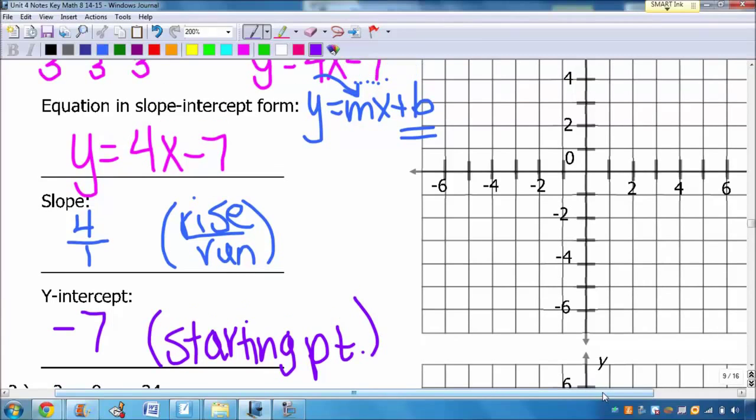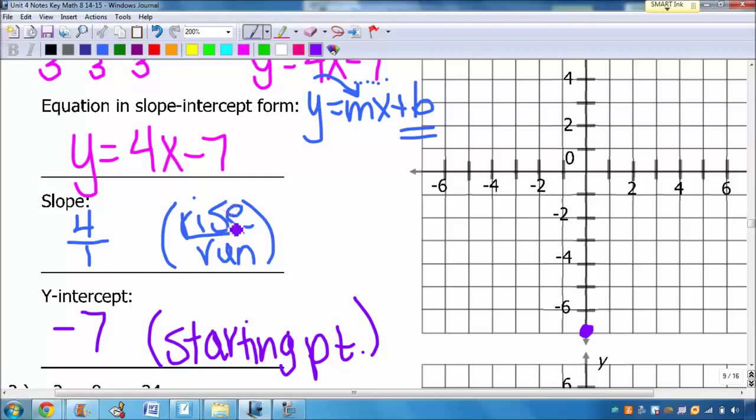So literally, once I've done that, it's so much faster to graph out our lines because all I have to do is figure out where I start and how much I go up and over by. So right here, my starting amount is negative 7 on the y-axis. So I go to negative 7 on the y-axis and I put a dot there. Nice and easy. Now the slope is 4 over 1. It's the rise over the run.